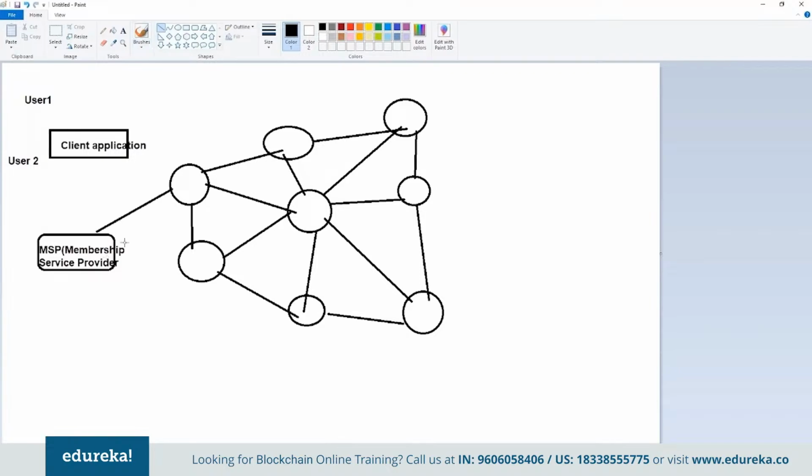In case all these nodes are part of the network, they will need to get the credentials from the membership service provider. All of them will need to register to the membership service provider, and it will give them the credentials which they need before they become part of the network. Not only the nodes, even the client application will need to do the same, and even the users will need to do the same. So MSP is one body which gives you the credentials to join the network, and what level of rights you have.